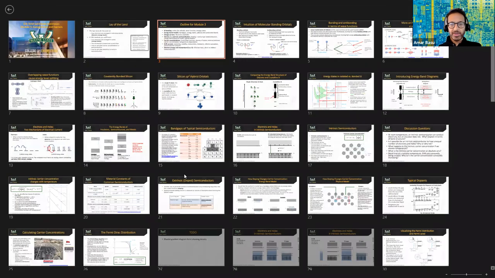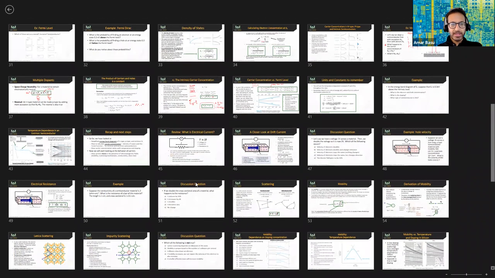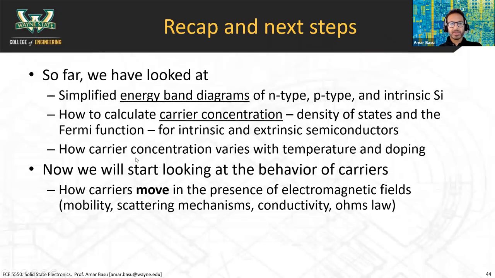All right, let's go ahead and start with this. Thus far, we've looked at simplified energy band diagrams of n-type, p-type and intrinsic semiconductors. We figured out how to calculate carrier concentrations. At this point, you should be able to draw an energy band diagram if I give you the doping, and if I give you the energy band diagram, you should be able to figure out the doping.